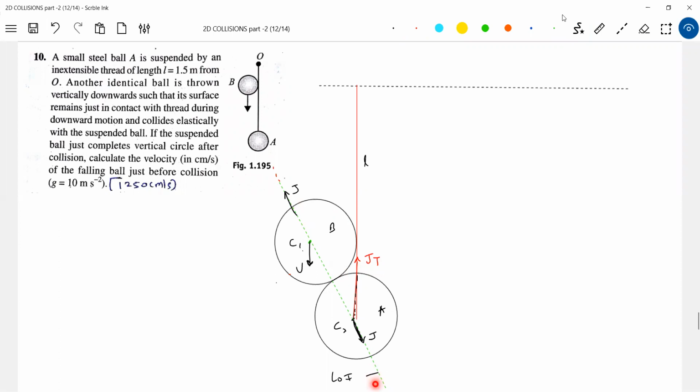you see plus J minus J. What about this JT? It will be unbalanced. So along the line of impact I cannot conserve momentum. Along the y-axis, the component of J, this J and this J will be acting, but this will be unbalanced, so momentum is not conserved along the y-axis. What about along the x-axis? Yes, the component of this J and this J will be equal and opposite. The component of JT along the x-axis will be 0, so momentum is conserved only along the x-axis here.